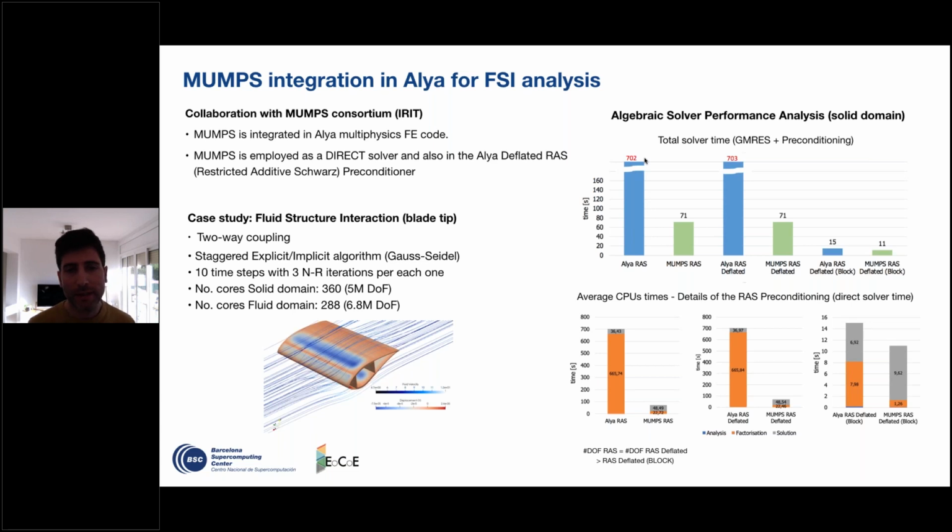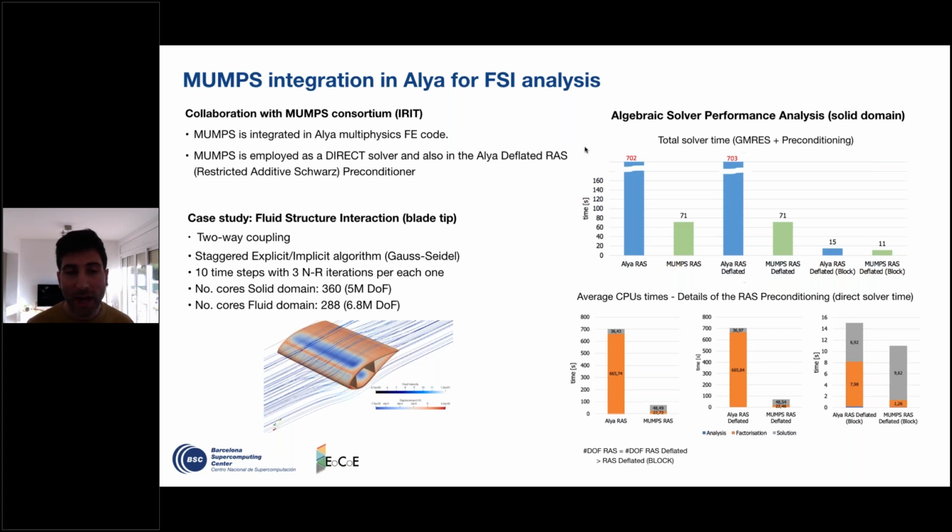Let's start with the first graph, which is a performance analysis only on the solid domain, because the solid domain is the one that is solved with the implicit solver. Here we show the total solver times using the GMRES iterative solver plus the preconditioning. We compare three different situations of the RAS. In blue is the RAS preconditioner that we have implemented in our code, and in green we show the use of the MAMS direct solver in the RAS.